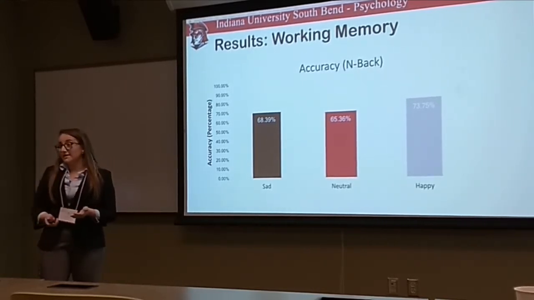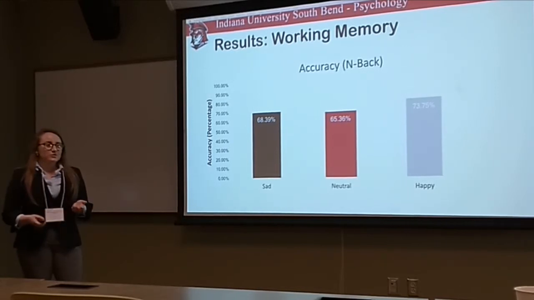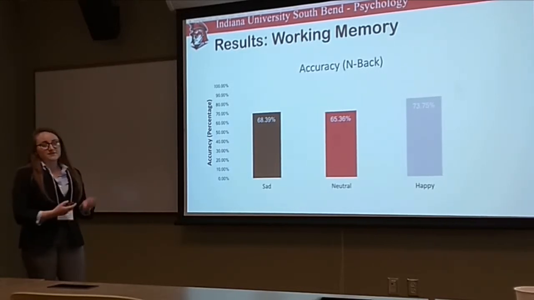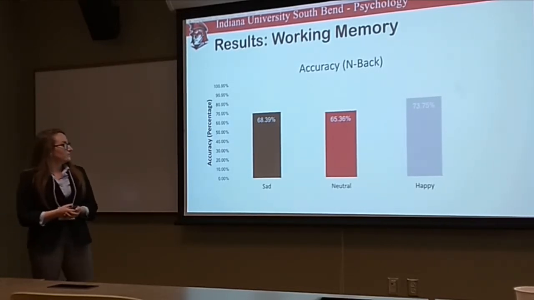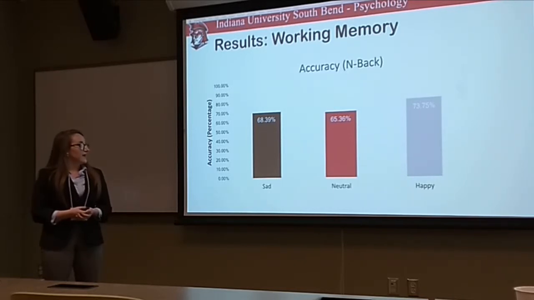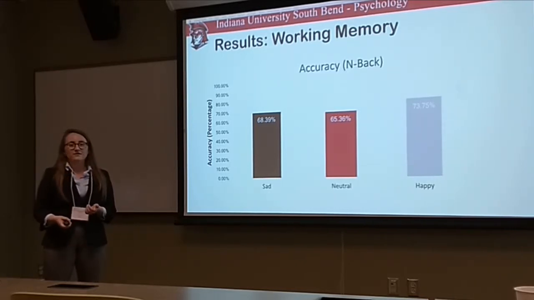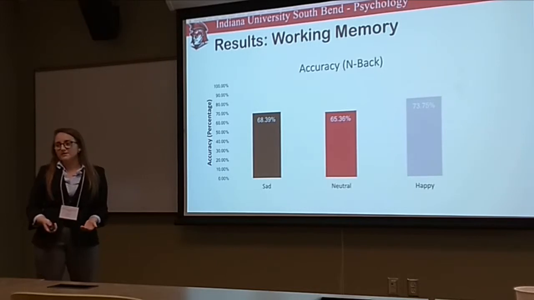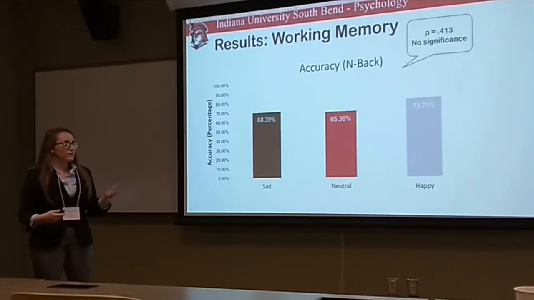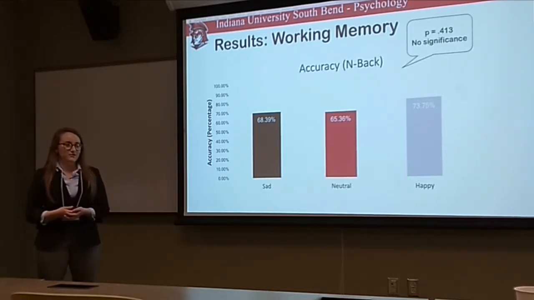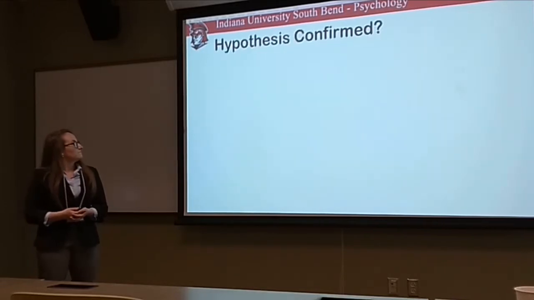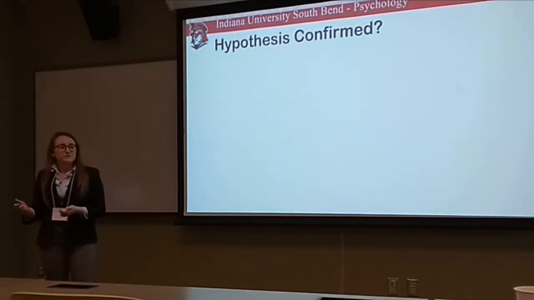did not expect. I expected to see a similar chart to before, except facing the opposite direction. But what's interesting here is that the happy group still did better than the sad group, which was the opposite of what we expected. However, this was not significant, did not reach the 0.05. But was the hypothesis confirmed?